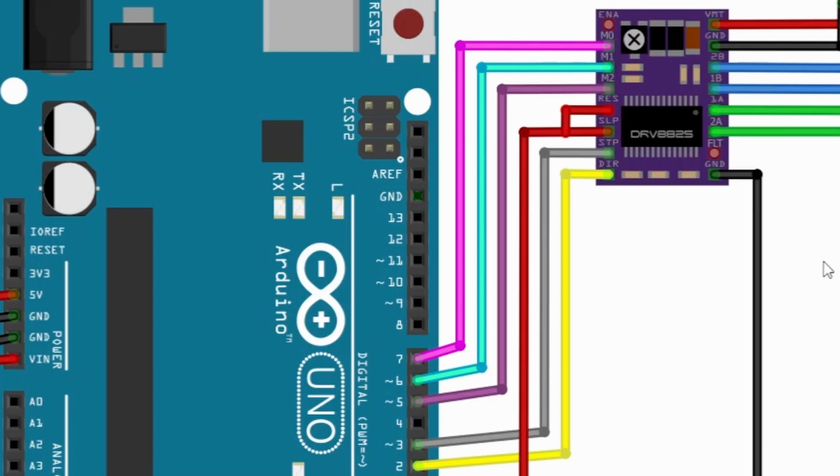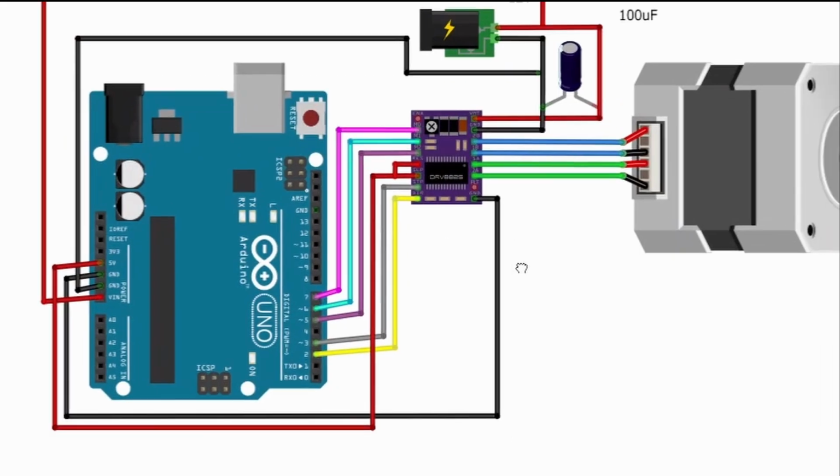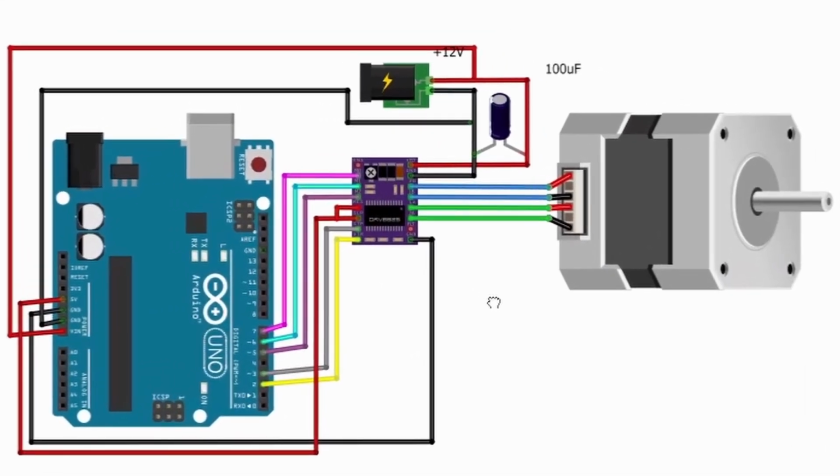Finally, we have the enable pin. Setting this pin to low enables the driver. Setting it to high will disable it. I'm going to leave this disconnected, but know that depending on your application, you might want to connect it and enable and disable as needed.